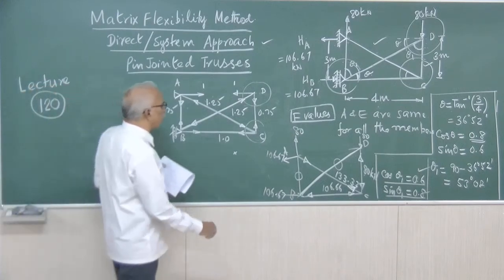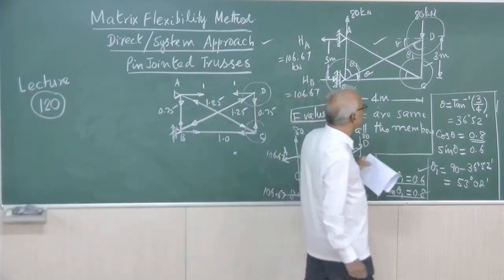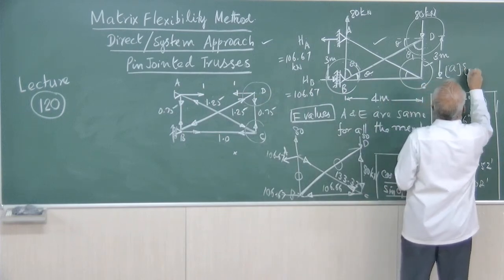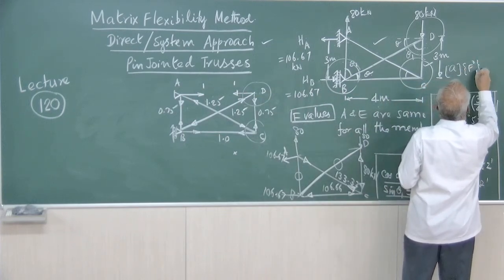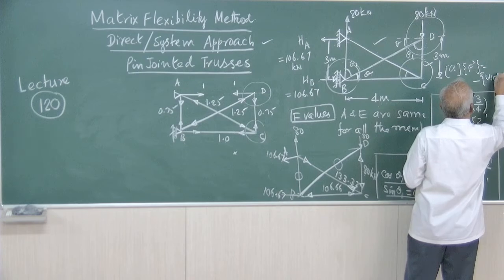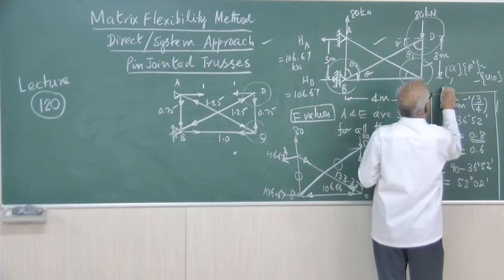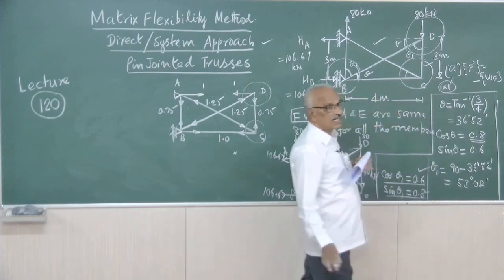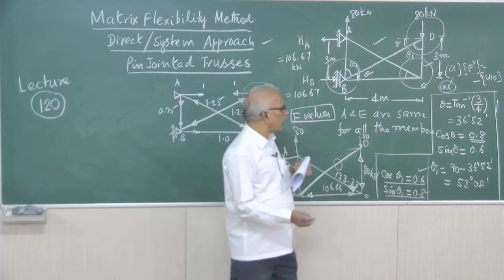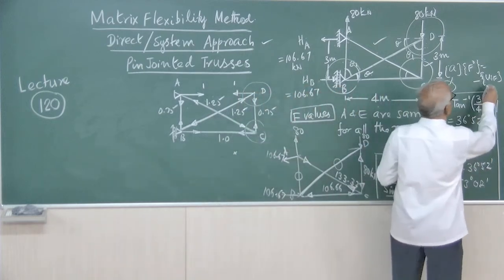We have got only one redundant. Therefore, in the equation A into F naught equal to minus UIF, etc. This will be 1 by 1 because only the static indeterminacy decides the degree of the flexibility matrix. And UIF, this is also 1 by 1.